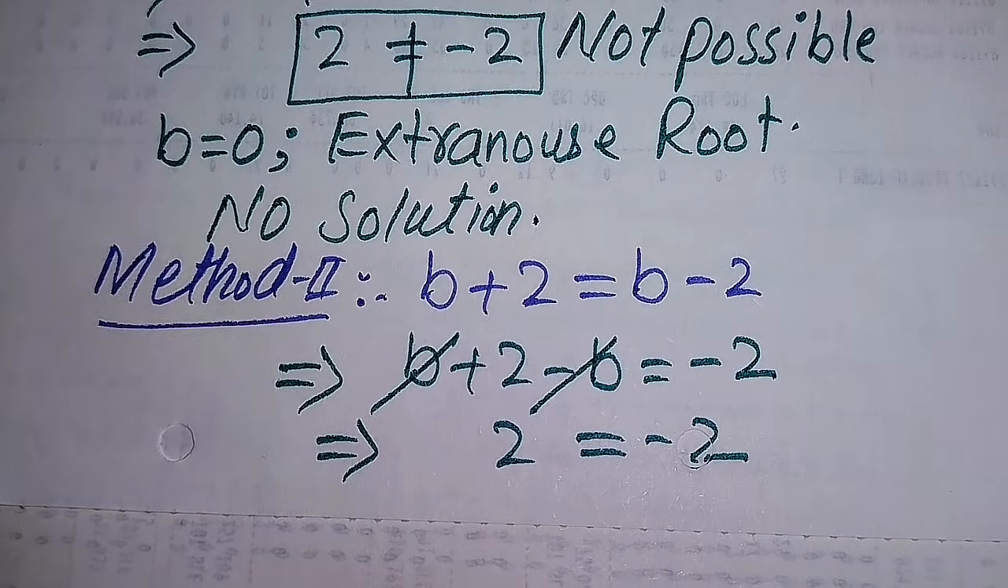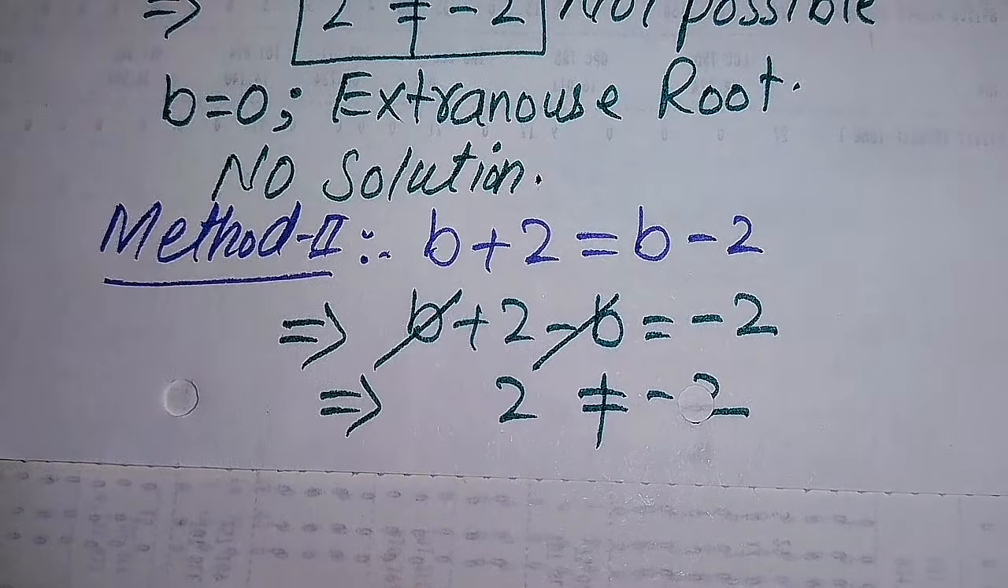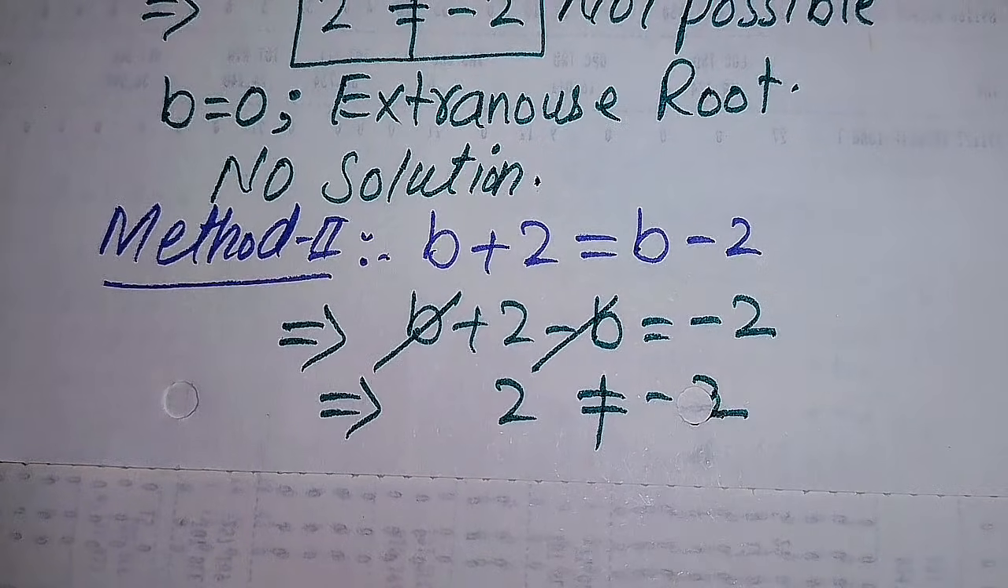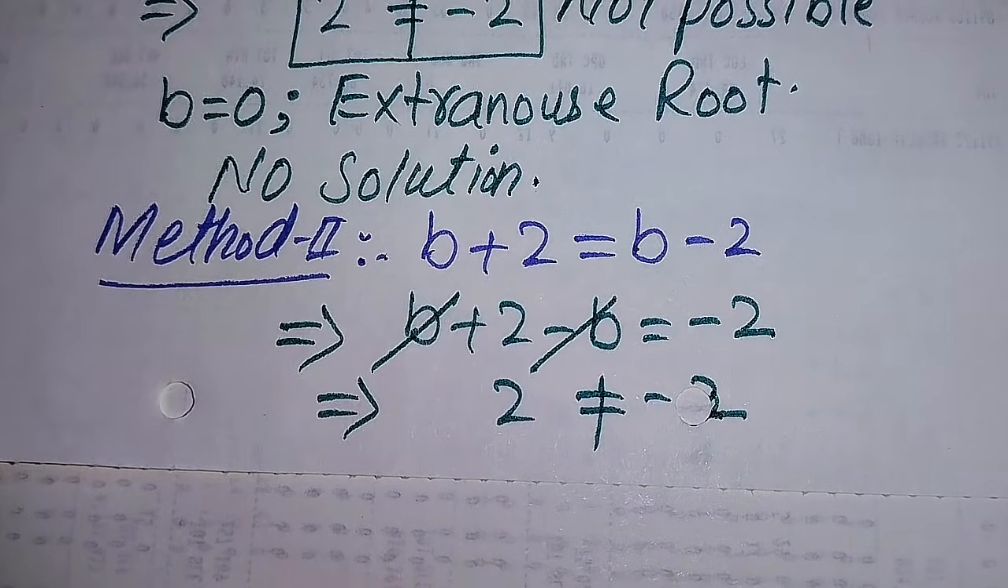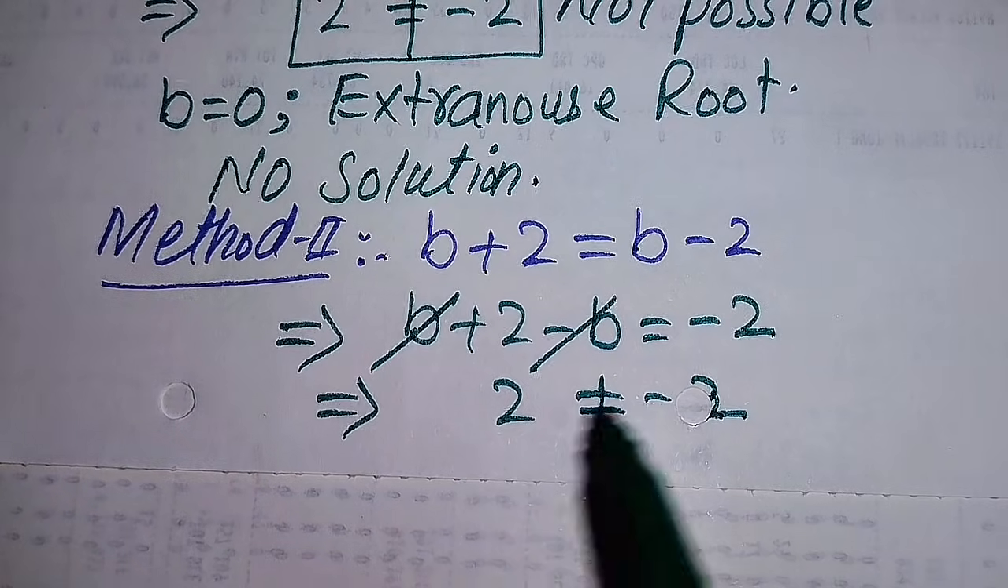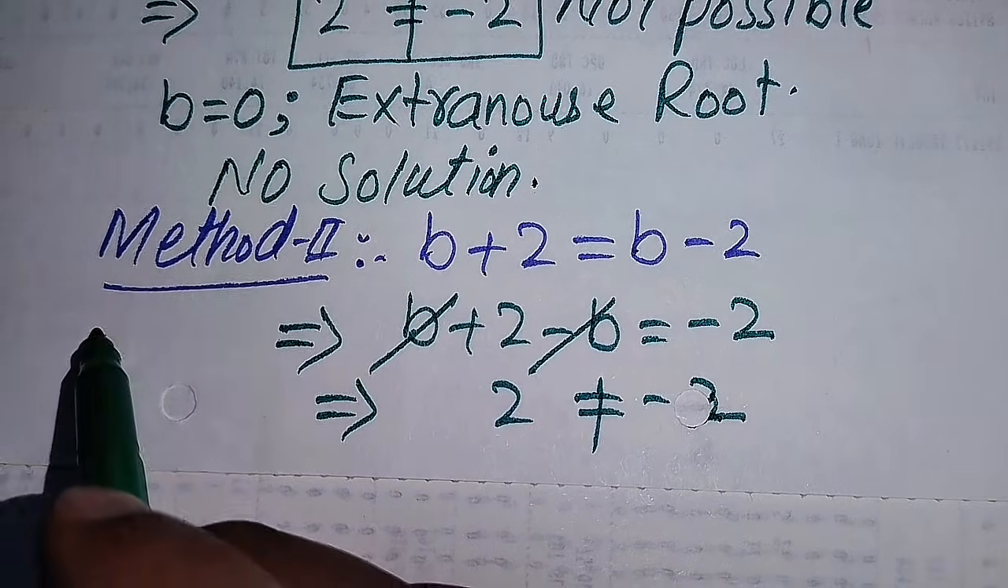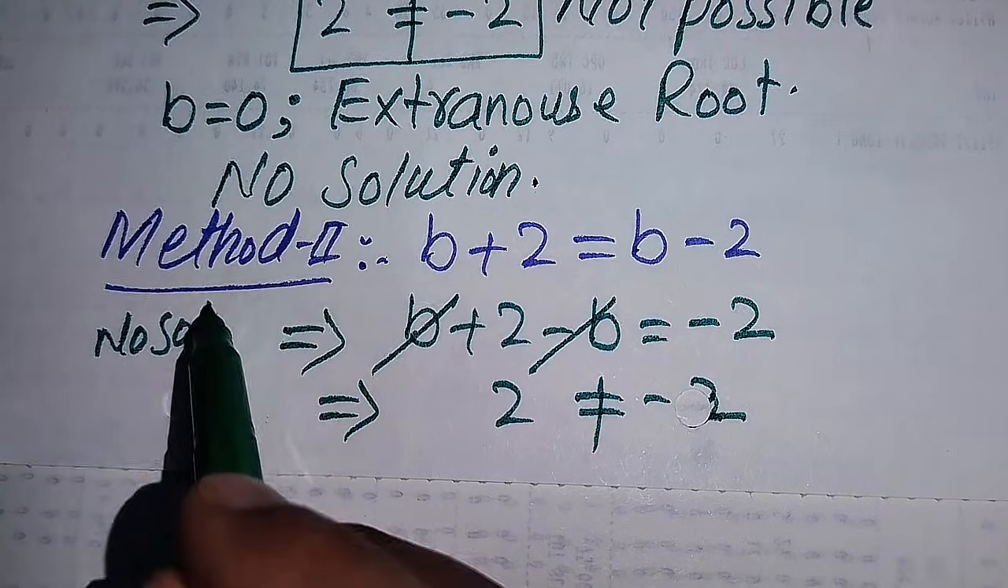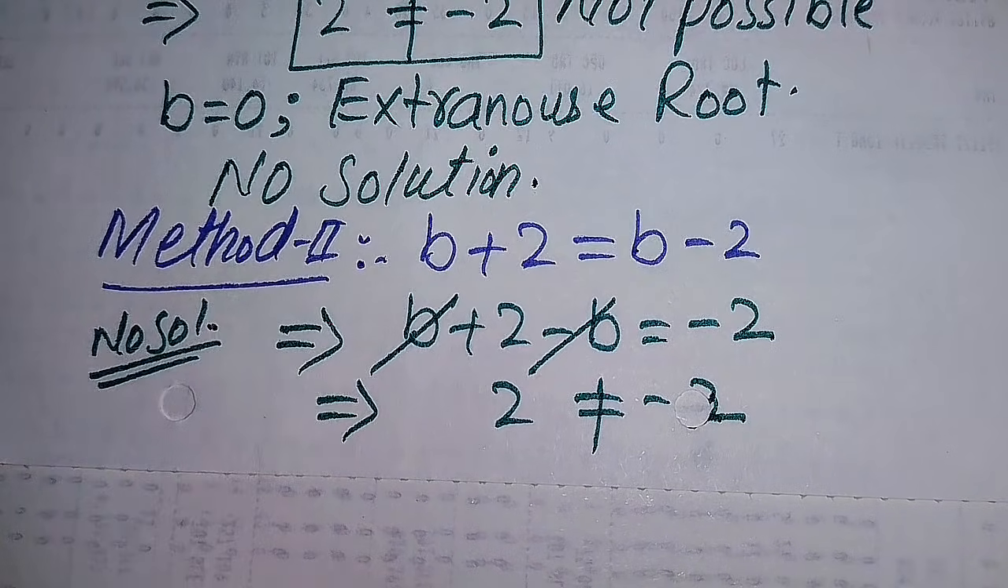minus 2. This shows that both sides are not equal, and if both sides are not equal, this means that we cannot get any value of b which satisfies our given question statement. So we conclude that this question has no solution. So this is our second method.